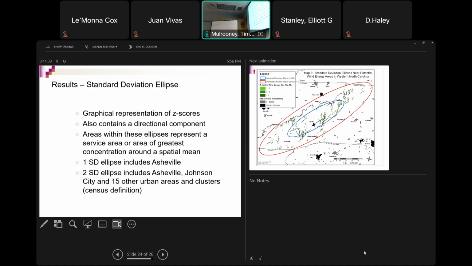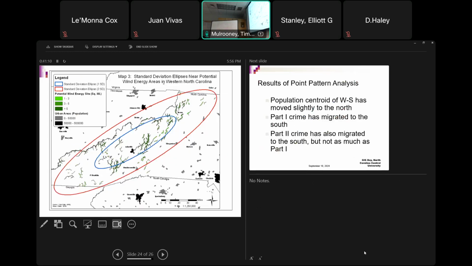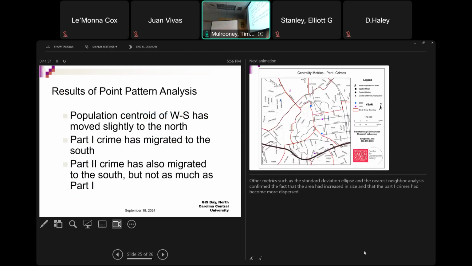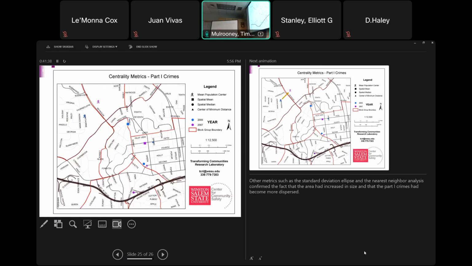So the results. Some of the things that I've done previously was I created a standard deviation ellipse for potential wind power sites in Western North Carolina. I used a whole bunch of criteria from the National Renewable Energy Laboratory. And so you can see where they're concentrated right here, and then how close they are to populated areas. I want to circle back to what we did last week.